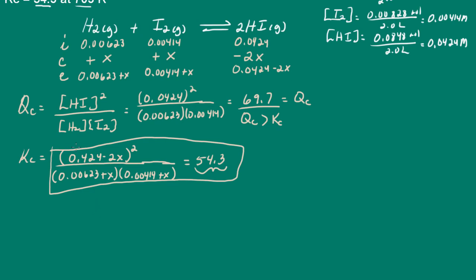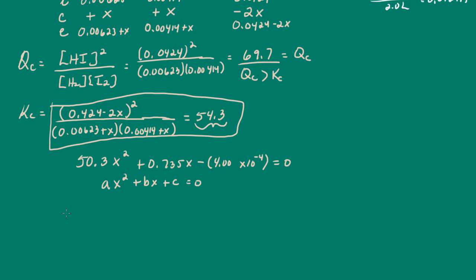But anyway, what you want to do is collect all your terms, and what you would end up with is a quadratic equation, 50.3 x squared plus 0.735 x minus 4 times 10 to the negative 4. And so we can set that equal to 0. So what we have is a quadratic. Remember, ax squared plus bx plus c equals 0. So we can use our quadratic formula here. Remember, x is going to be equal to negative b plus or minus the square root of b squared minus 4ac, and that whole thing is over 2a.